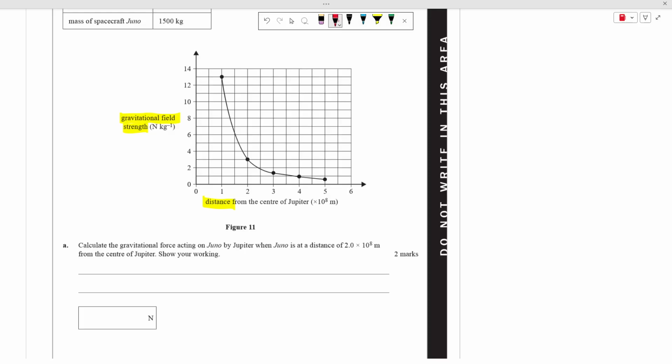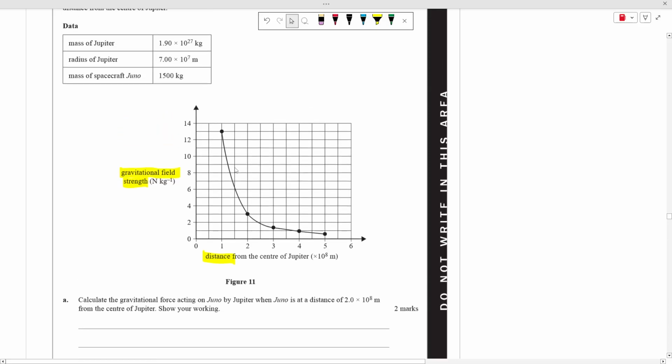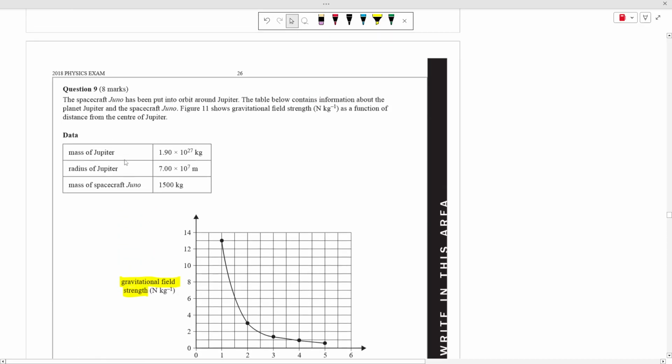Part A, calculate the gravitational force acting on Juno by Jupiter when Juno is at a distance of 2 times 10 to the 8 meters from the center of Jupiter. Show your working. Okay, calculate the gravitational force acting on Juno. This graph is giving us information about the gravitational field strength at a particular distance from the center of Jupiter. Now, if Juno is at that particular distance, actually, you know what? I think we can just use the data, to be honest.